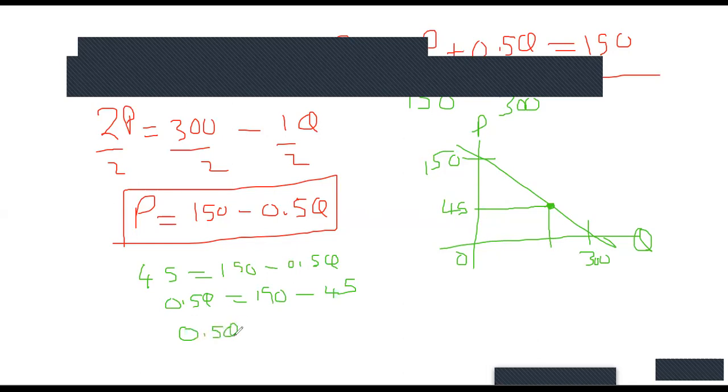Nosika, are you there? I'm here, Mr. Collins. What do we get? And divide both sides by 0.5. Oh, it's 150, not 190. 150 minus 45, what do we get? 105. Then 105 divided by 0.5, 210. So quantity will be 210. So here we put 210.